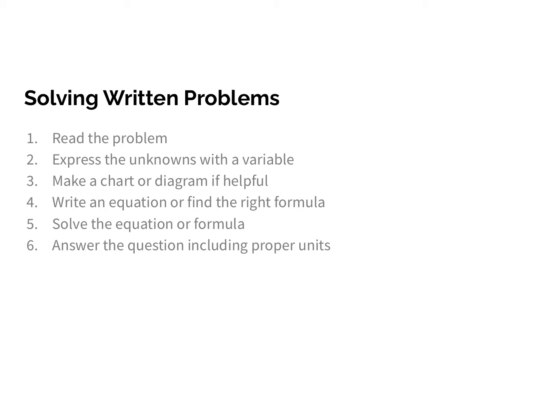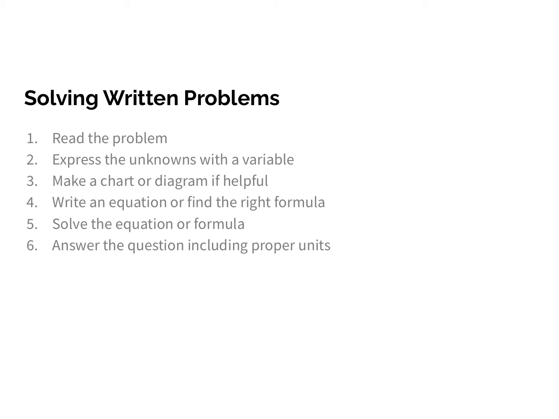We can make a chart or a diagram, draw a picture if we need to make sense of the problem. And it says write an equation or find the right formula. So maybe within the problem, it might be a perimeter or something, or maybe based on the words we can come up with an equation that expresses the variable in relation to some of the other things. Or maybe it's making use of a known formula, like area or perimeter, or some of the formulas we've done throughout the chapter.